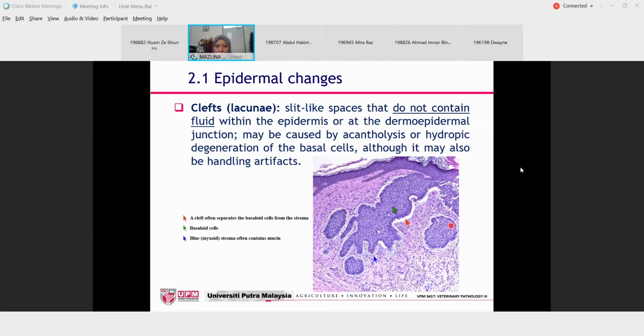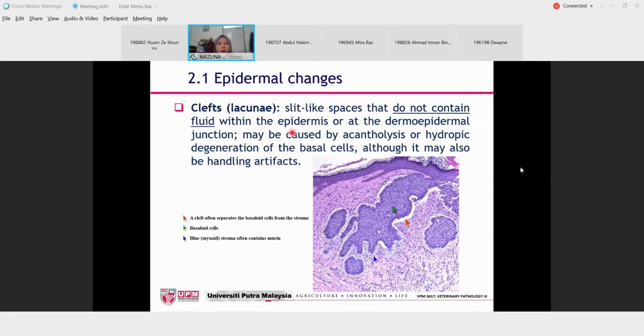So the cleft here is indicated by the red arrow. So you see this white colored outline outside of the basal layer here. So that is actually the cleft, or slit-like spaces. Usually it doesn't contain fluid. So don't confuse it with a cyst or even other things like a pustule, for example. So the green is the basaloid cell, and these clefts are actually a common finding in cases of basal cell carcinoma, for example.